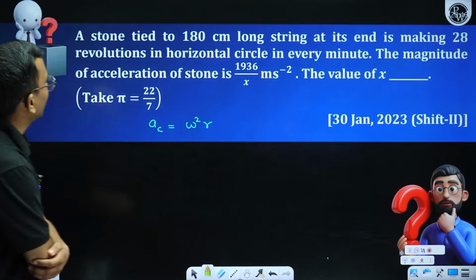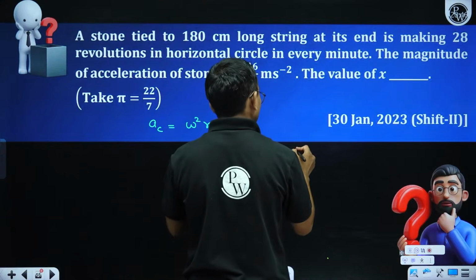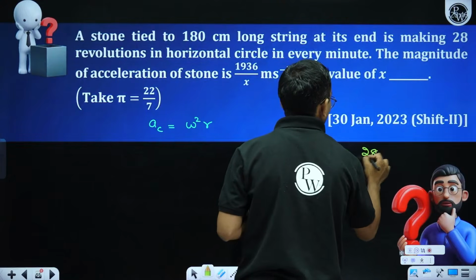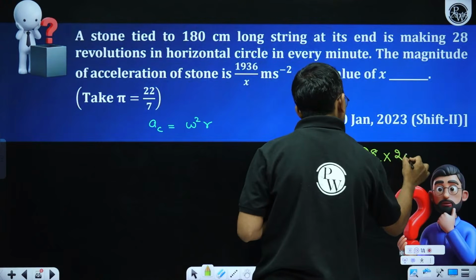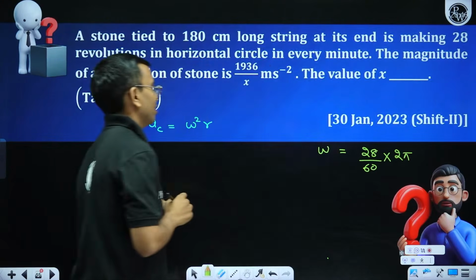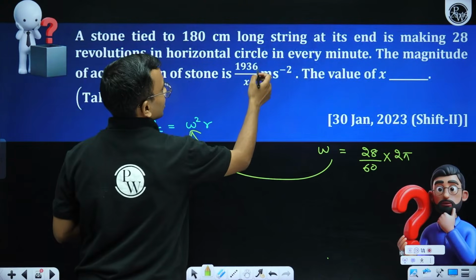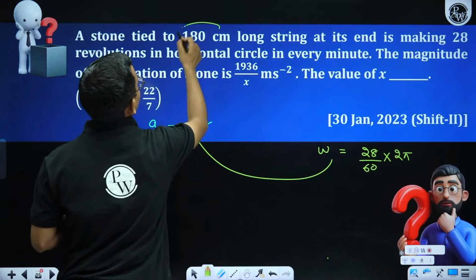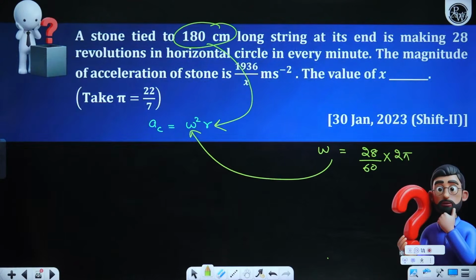What is omega? It is making 28 revolutions every minute. It means in 1 second, 28 by 60 revolutions. In 1 second, 28 by 60 into 2 pi angle. This is my radian per second omega. I got my omega, put this omega here. Put this r. Where is my r? This is my r. Put this r here and get the acceleration. Simple, easy, straightforward.